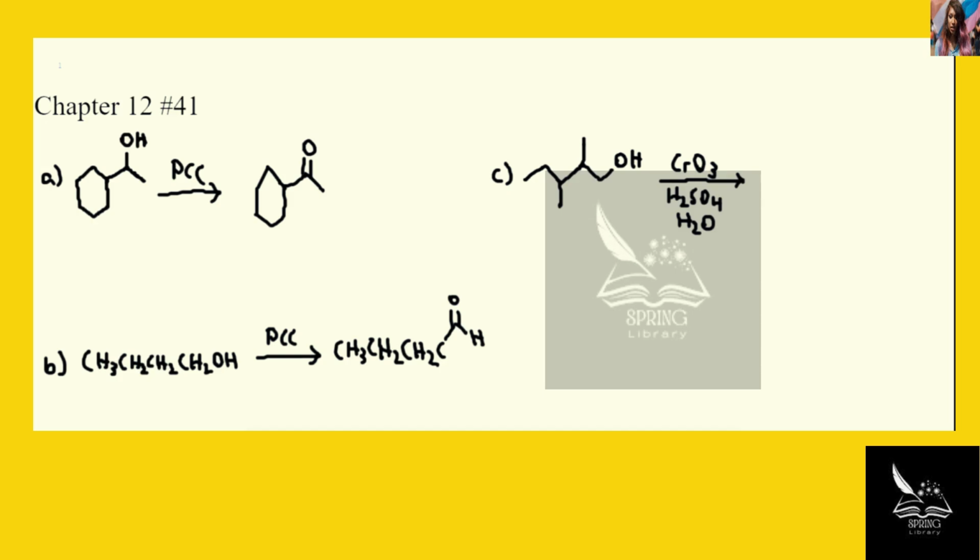And then like I said, for part C, since we're not using PCC, since we're using chromium trioxide, sulfuric acid, and water, the result is going to be a carboxylic acid. So again, that's the utility of PCC. It allows a primary alcohol to be oxidized only to the aldehyde, whereas a straight chromium reagent, like we're using here in part C, is going to over-oxidize, you might call it, all the way to the carboxylic acid stage. And indeed, that's what we see for our answer to part C. We have a carboxylic acid.